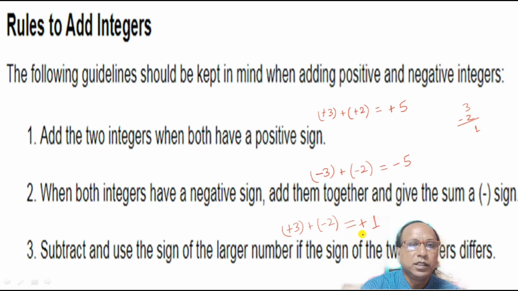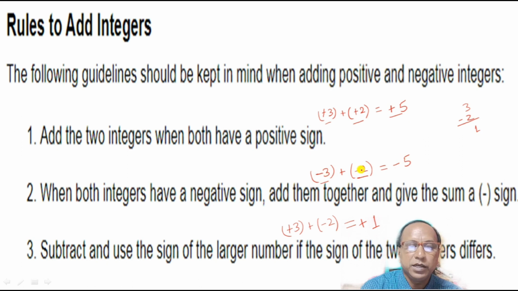These are the different rules. Again I am repeating. The following guidelines should be kept in mind when adding positive and negative integers. Add the two integers when both have a positive sign, and 3 plus 2 is plus 5. When both integers have a negative sign, add them together and give the sum a minus sign. Minus 3 and minus 2, both are negative. We are adding the integers, and first of all add the numbers. 3 plus 2 is 5 and give it a minus sign.